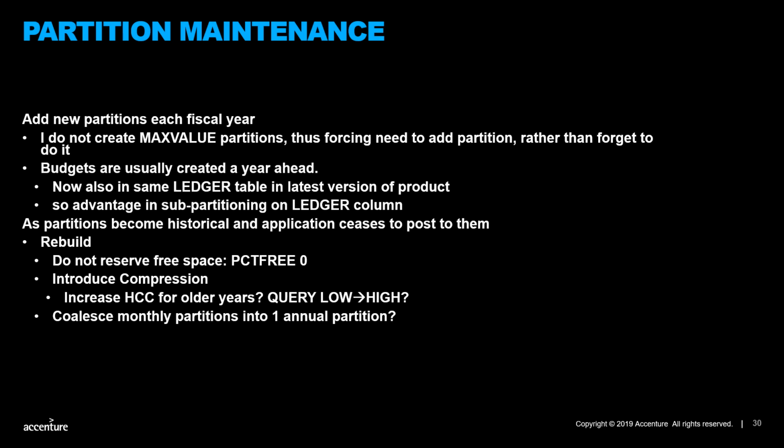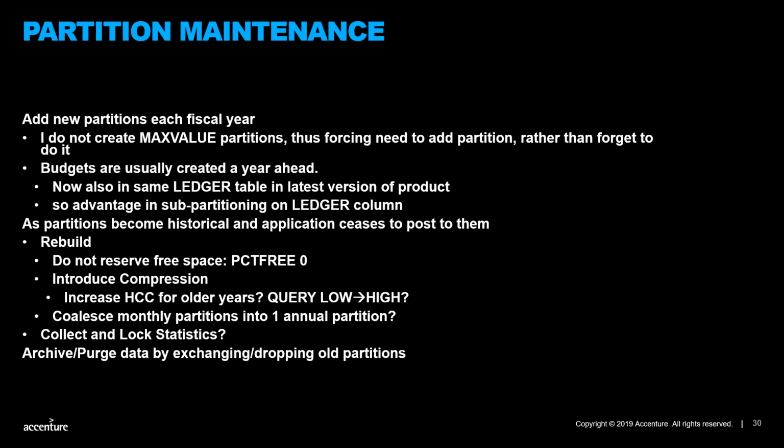As partitions become historical, the application ceases to write to them. So you have the opportunity to rebuild them and squeeze out all of the free space to pack the data, and you can also at that point introduce compression or hybrid columnar compression. And for previous years, we might coalesce the monthly partitions into single annual partitions, and we might also increase the compression level from query low to query high. We may also choose to collect and lock the stats on the newly rebuilt partitions. And of course, we have the opportunity to archive and purge this data by either exchanging or dropping the old partitions.